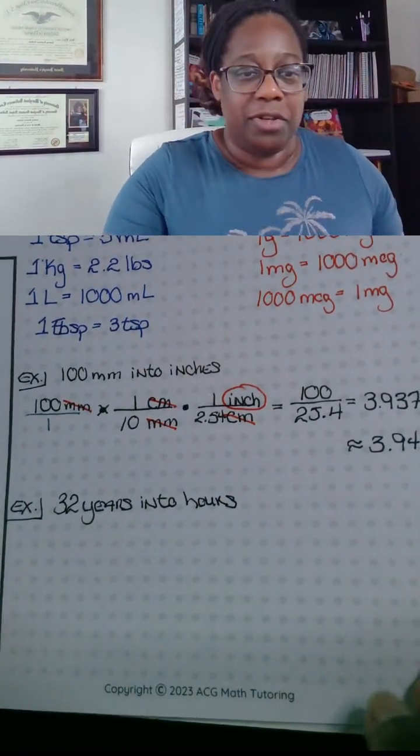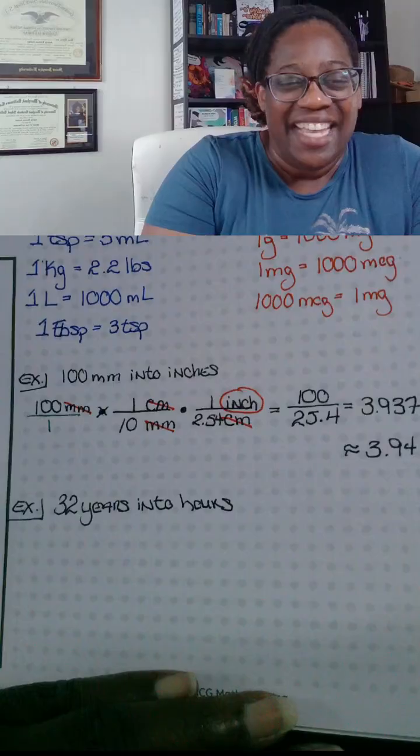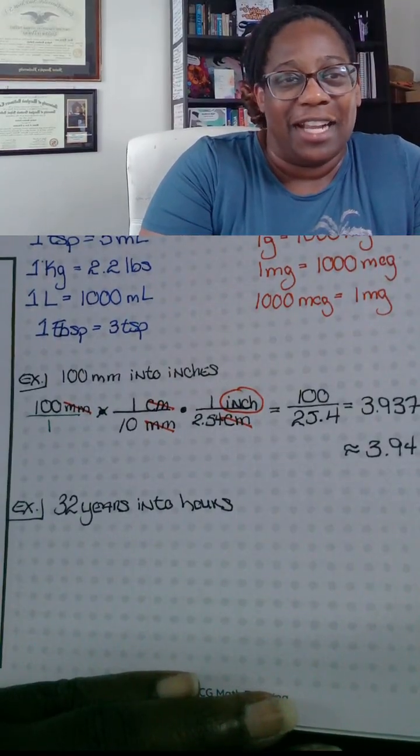So if you're 32 years old, let's see how many hours you've been on this planet. Not depressing or anything. Like, not at all, right?